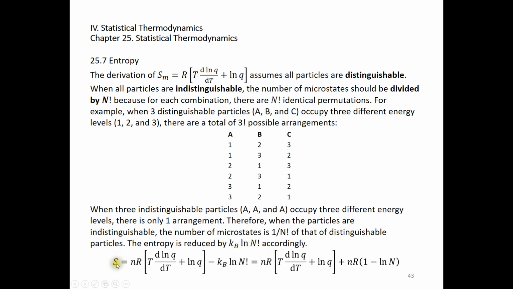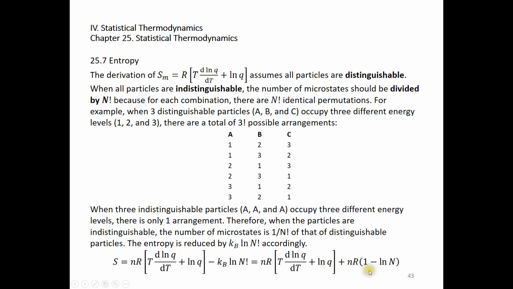Now the expression for entropy is nR times T times d ln q over dT plus ln q minus kB times the natural logarithm of n factorial. So it's just this part should be reduced correspondingly. And now we have this formula. Why do we have this?